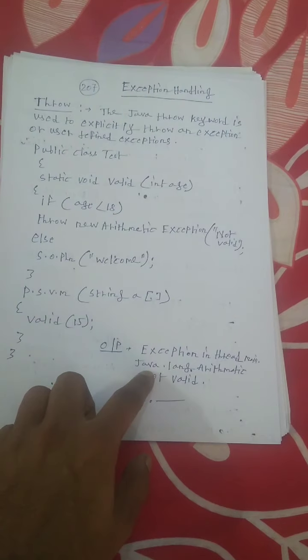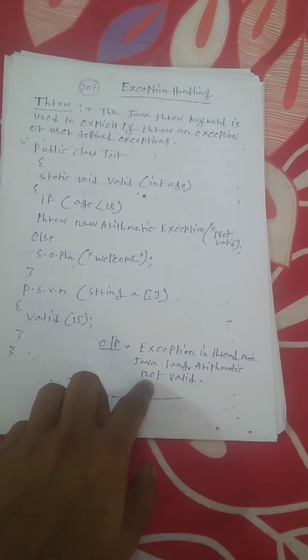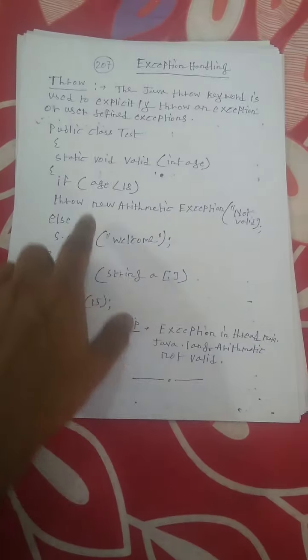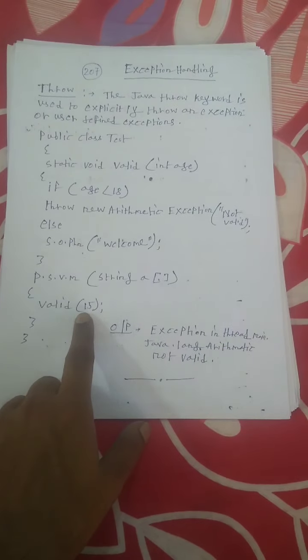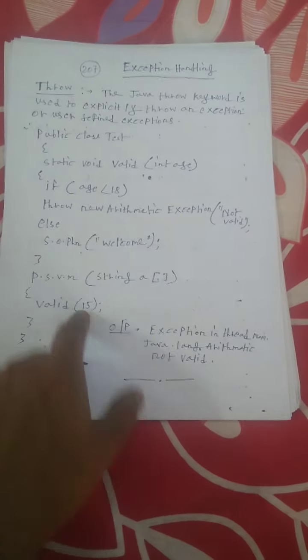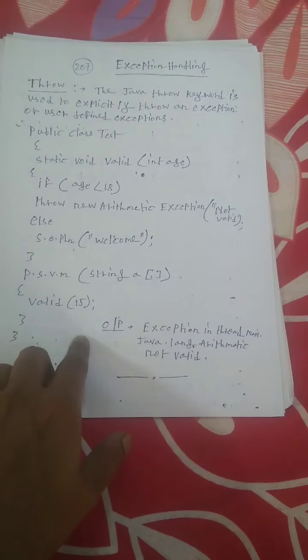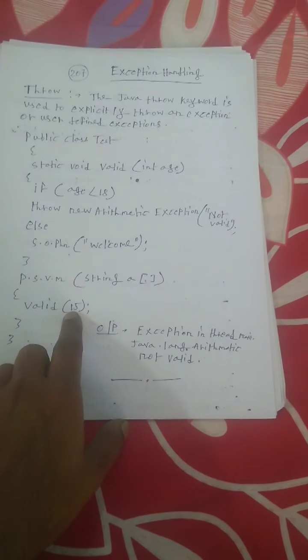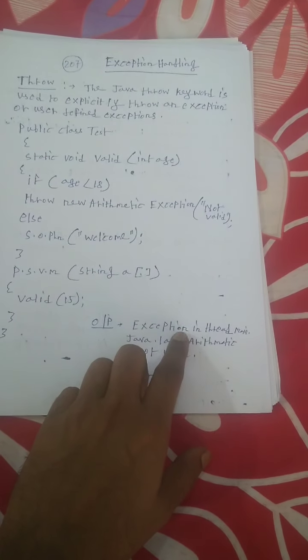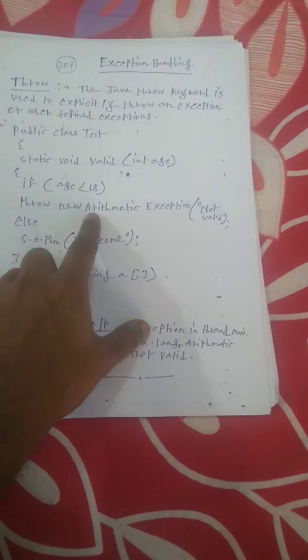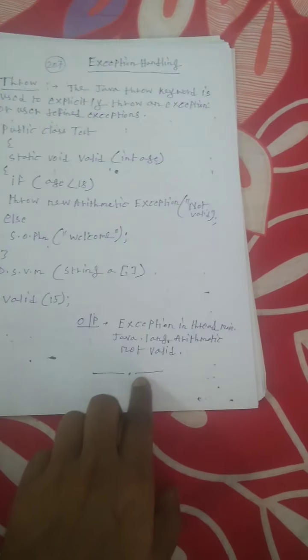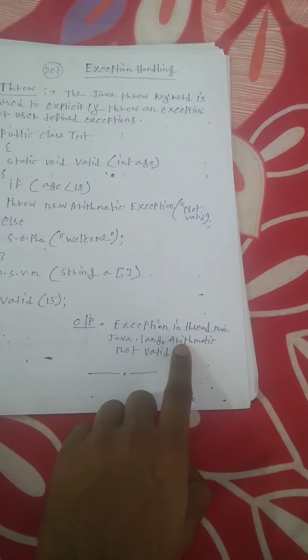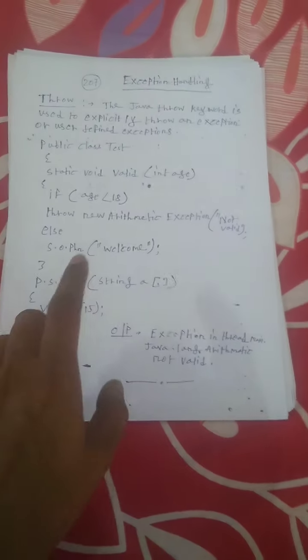So the exception in thread main, that is java.lang.ArithmeticException: not valid. It is not valid because 15 does not satisfy the condition, so it is not valid code. So it throws an exception, that is new ArithmeticException not valid, java.lang.ArithmeticException not valid. This is a throw exception example.